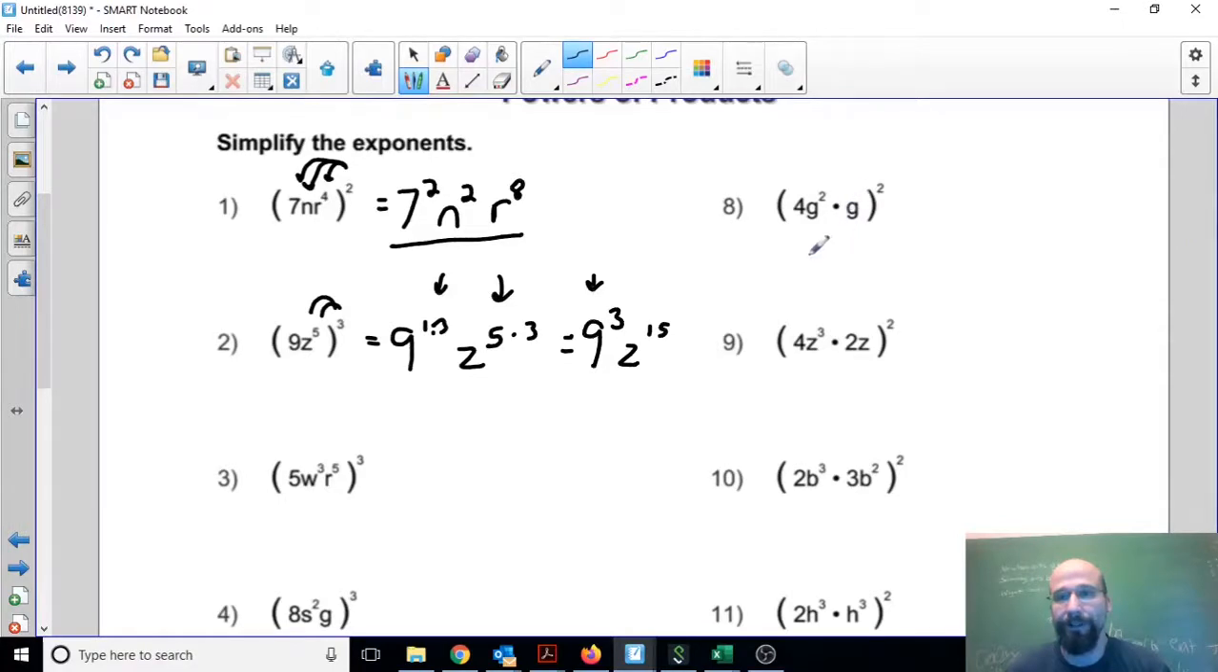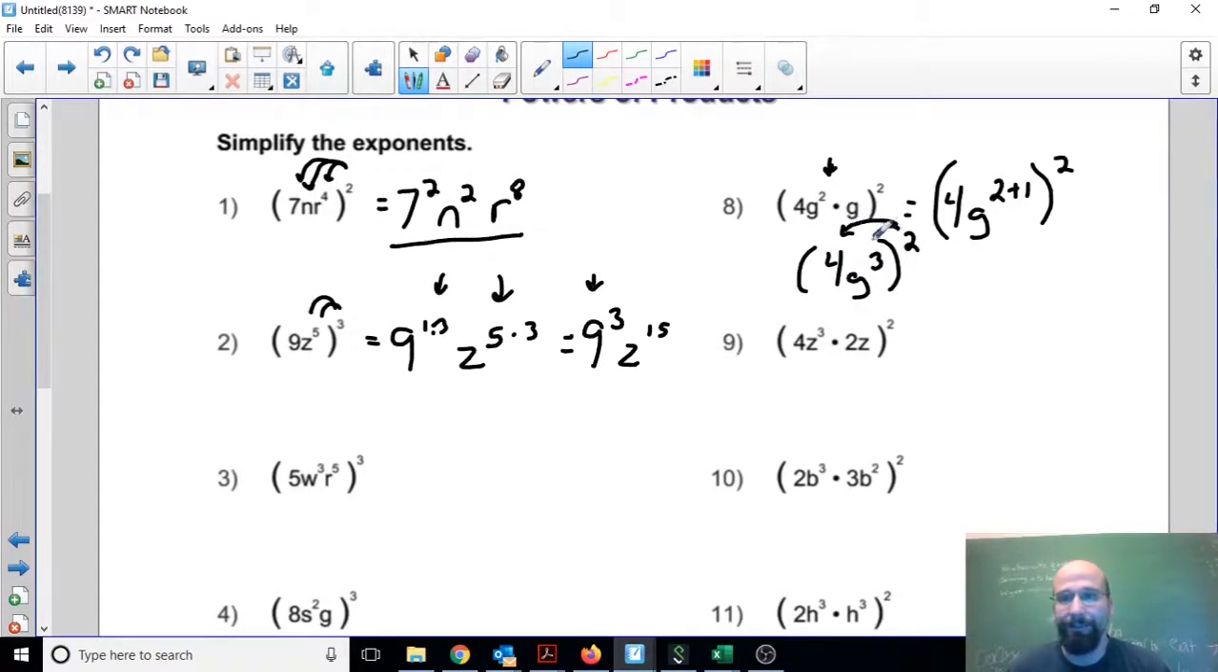4 times 1 is 4. And g squared times g would be g to the 2 plus 1, right? Because when you multiply, you add the exponents. So I want to see that step, right? We're just doing them inside. So that would simplify down to 4g to the third.